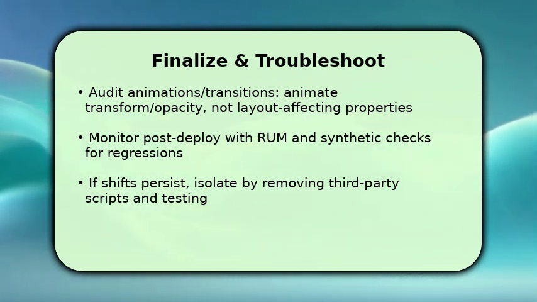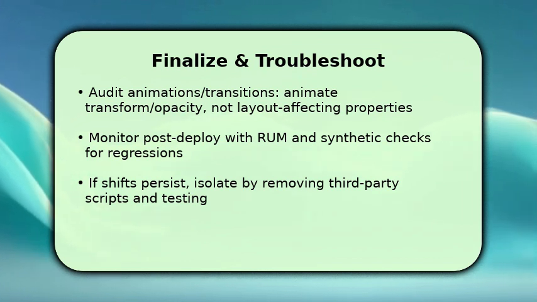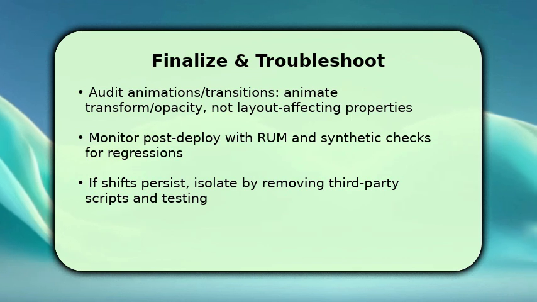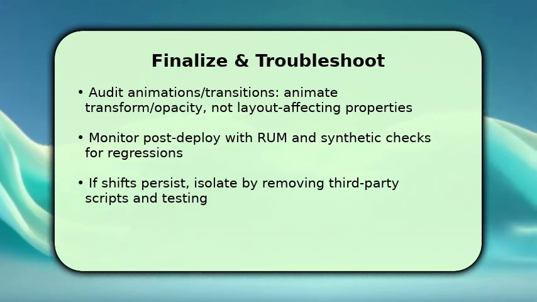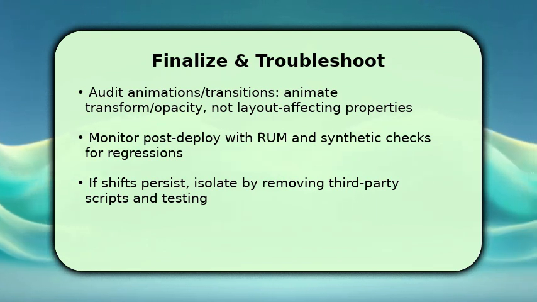If unexpected shifts remain, isolate causes by temporarily disabling third-party scripts or add slots and retesting. This helps pinpoint external injection or late DOM mutations. Make sure to iterate. Small, measured rollouts reduce risk and confirm stable CLS improvements.